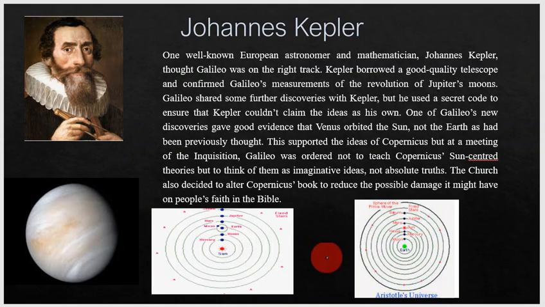So the big debate at the time was between these two ideas here. The church promoted the idea that the Earth was the centerpiece and everything revolved around the Earth. All of the other stars and planets that could be observed in the sky orbited around the Earth. And what Kepler and Galileo started to develop was the idea that the sun was actually the center point in our solar system, and that all of the other planets, including our own, orbited around the sun.